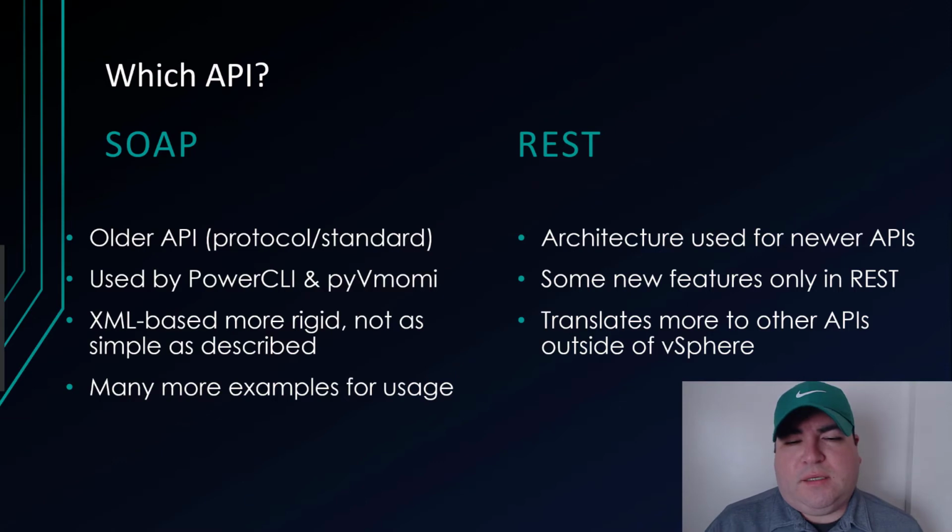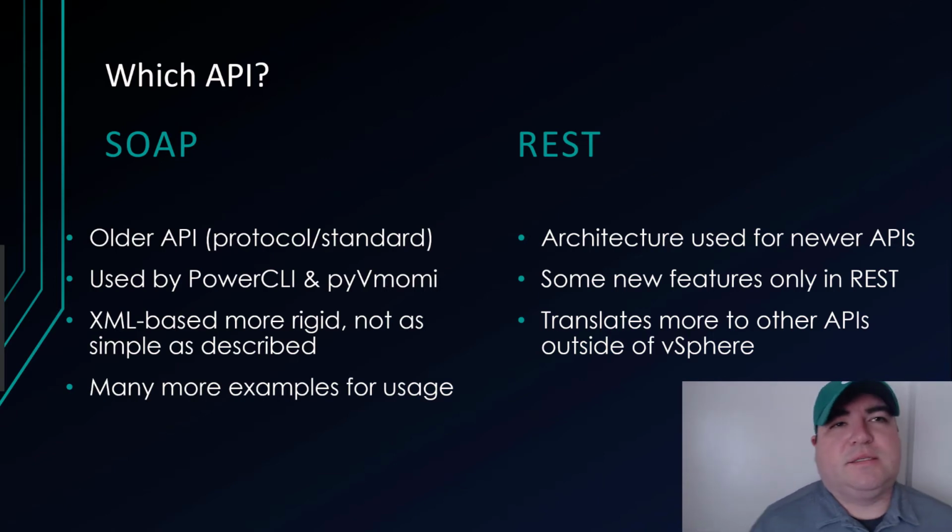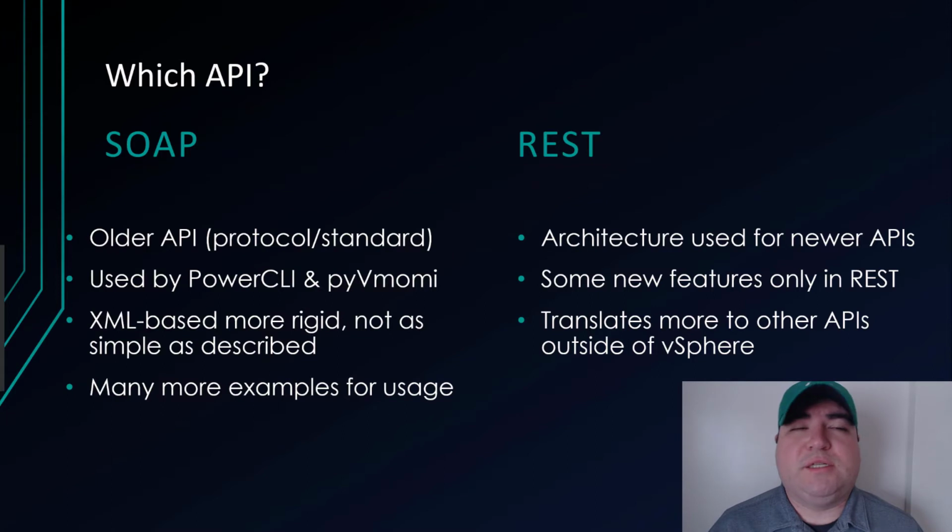Which API? Here I'm talking about SOAP versus REST. This is just an explanation that we have an older API, both a protocol and a standard built around SOAP, which stands for Simple Object Access Protocol. These are the old APIs that are actually leveraged by PowerCLI and pyVmomi. This is all XML based, so it's going to be more rigid. It's not as simple as it is described in the name, but there are many more examples you can pick up and learn from.